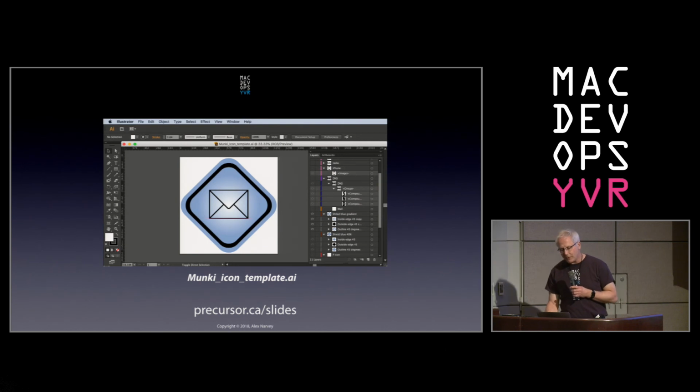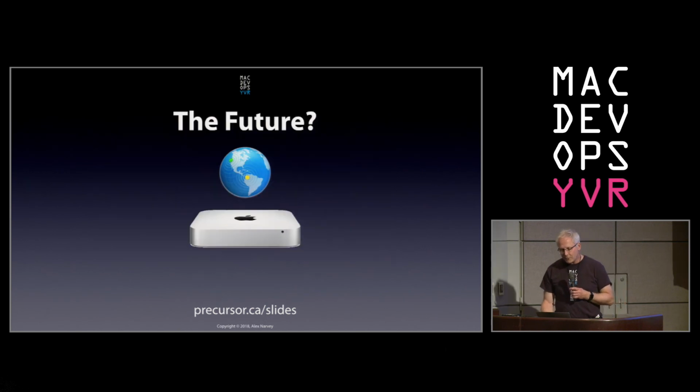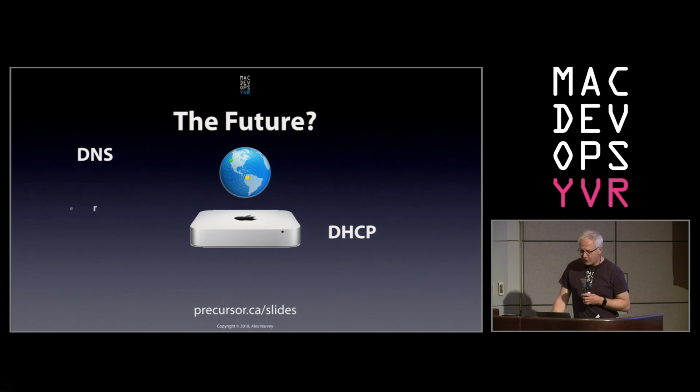Matt Eakes was particularly interested in how I made the icons. That was actually the most fun of the whole thing. I made a multi-layered Adobe Illustrator template, and it's available from the slide download link if you want to play with it.